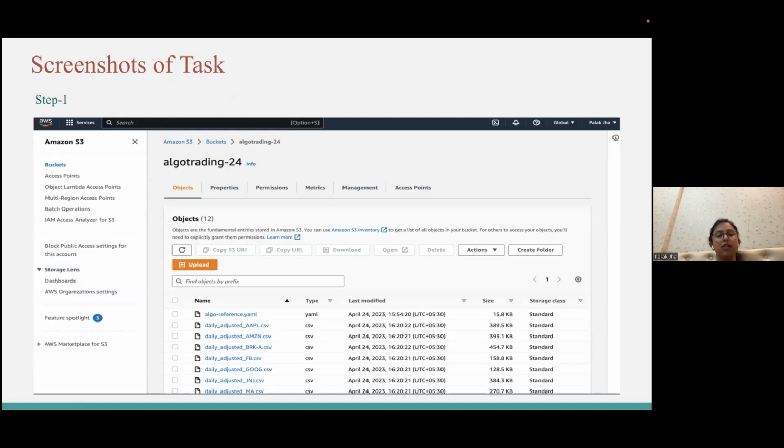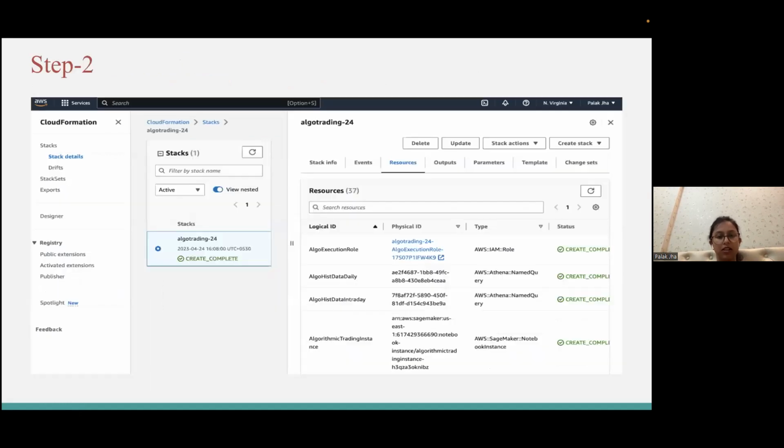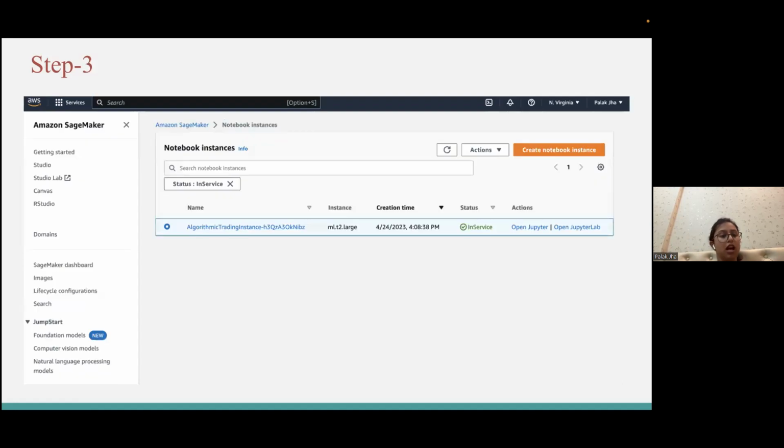Once the template file is uploaded into the S3 bucket, using CloudFormation, we have to create a stack, and then we have to populate the template file into the stack. For that, we have to link the stack with our S3 bucket. Once the stack is created on Amazon SageMaker, you can see that a notebook instance is automatically created.